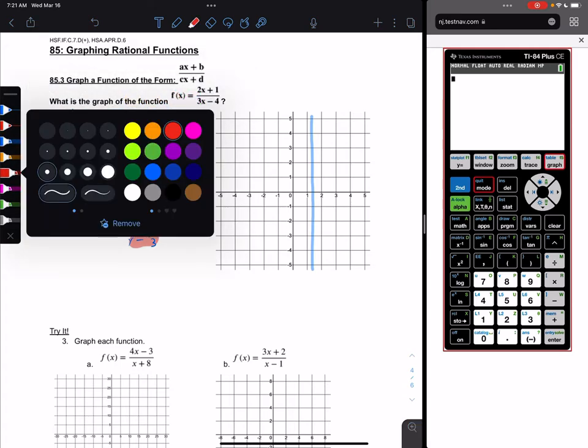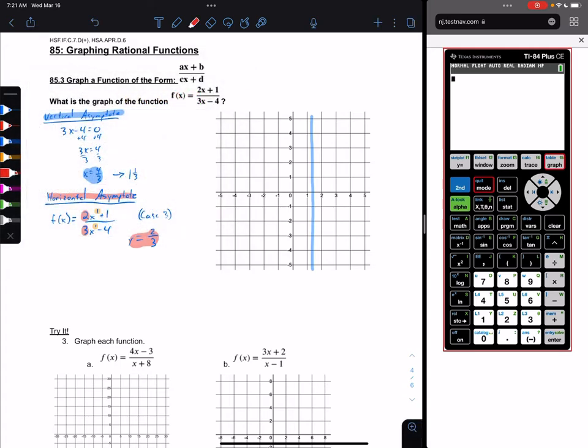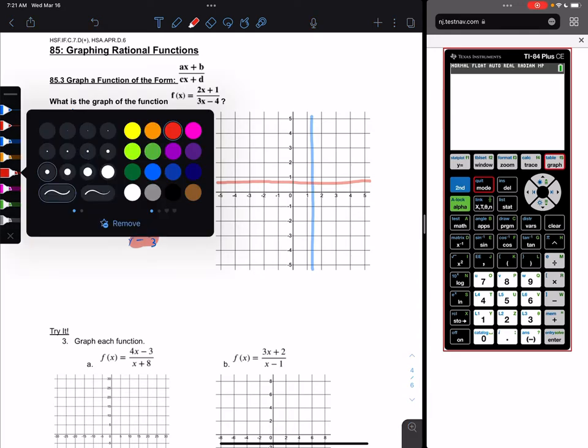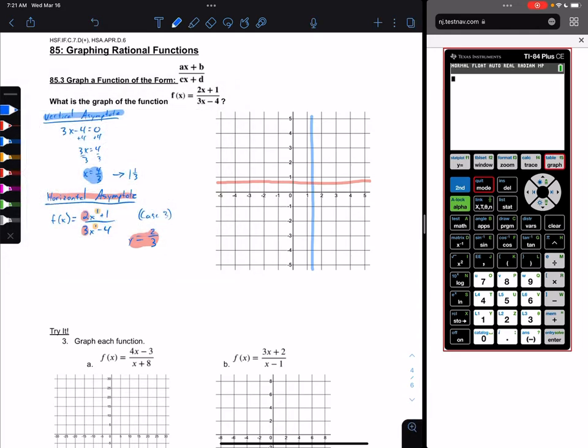And then our horizontal asymptote, I'm going to use a highlighter again, 2/3. So that's going to be somewhere about here. We don't need this to be completely perfect. We're drawing a sketch. And now we have our vertical and horizontal asymptotes. The only thing we need to do now is draw the rest of the function.